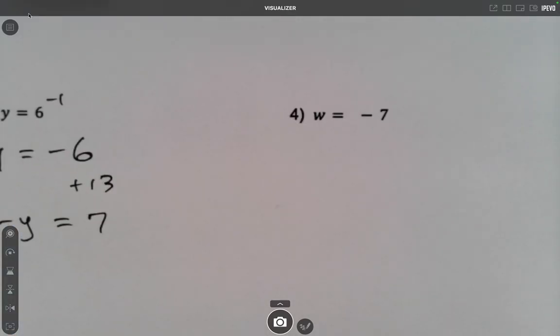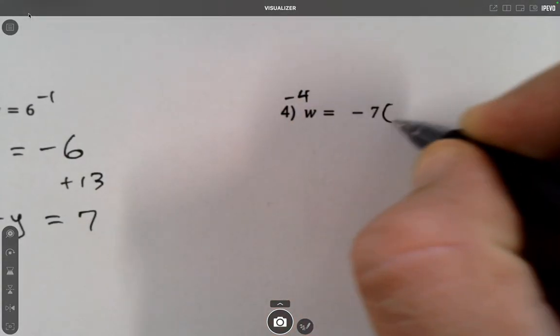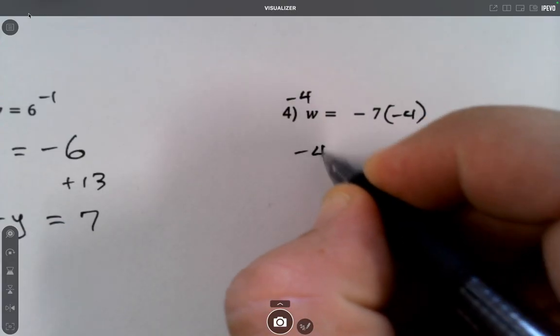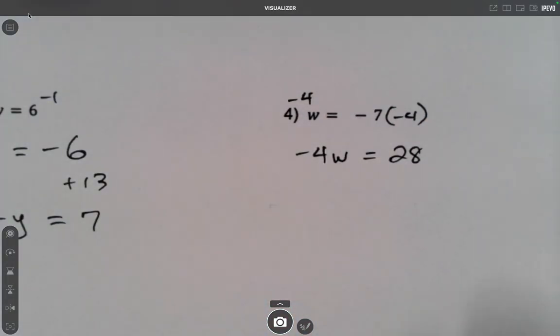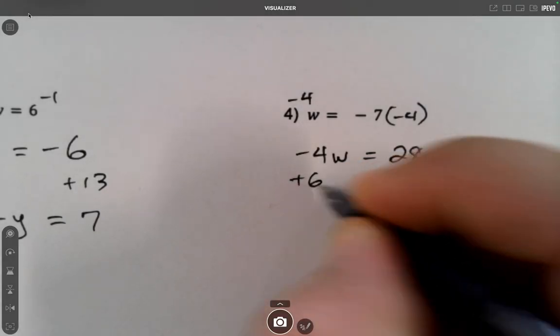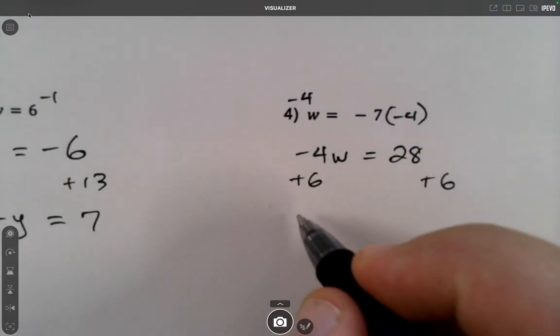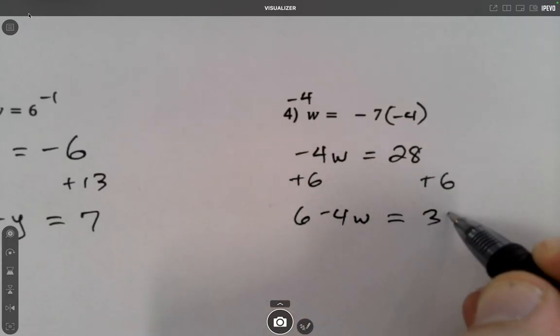So we'll do something similar over here. We'll multiply both sides by -4. That gives us -4w equals 28. And then let's add 6 to both sides. And again, just to be tricky, I put the 6 first and make it 6 minus 4w. 28 plus 6 is 34.